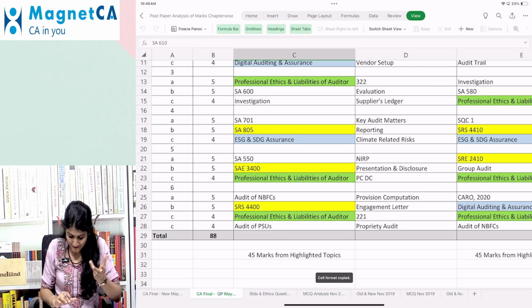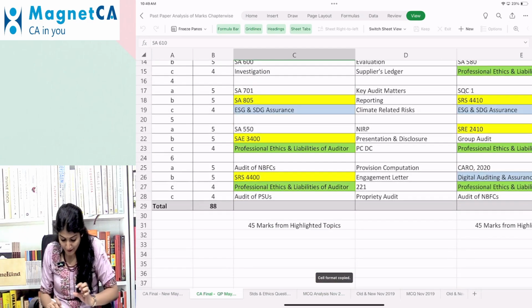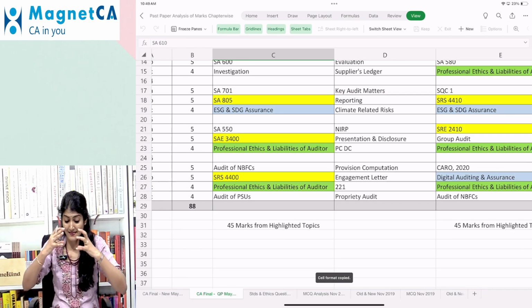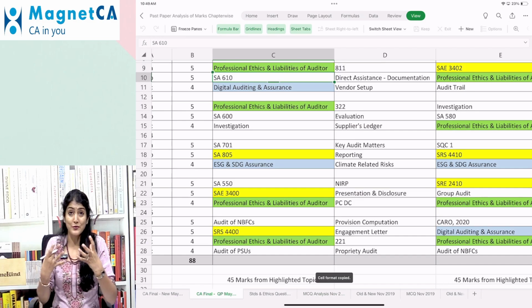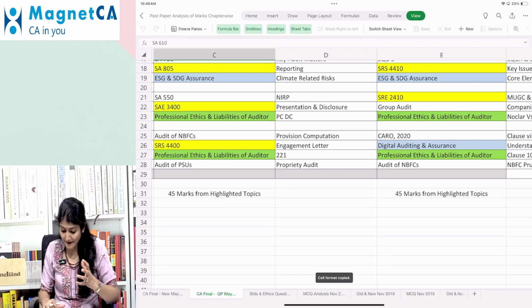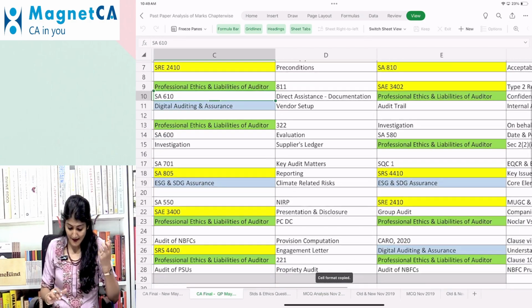Okay. Right. So, these highlighted topics, around 45 marks has been asked from the standards, the 10 new standards, then the ethics, and also the 2 new chapters, the digital auditing assurance and the ESG, SDG. And it has been the same for your May 24 exams also.